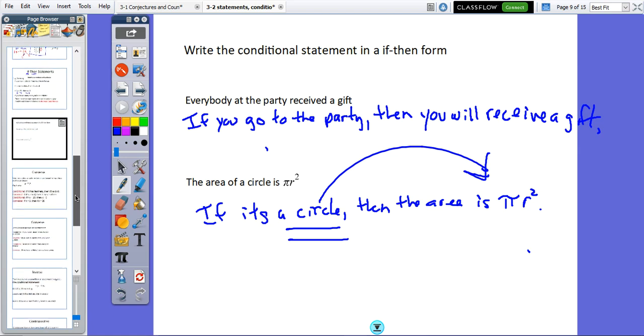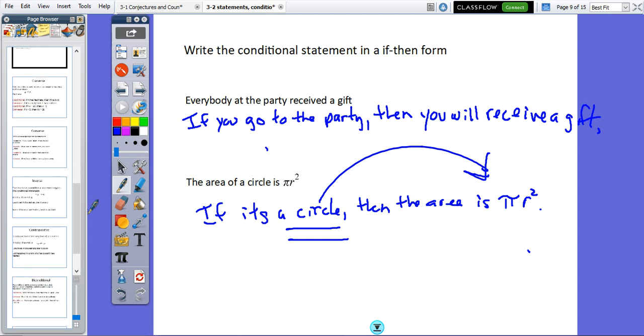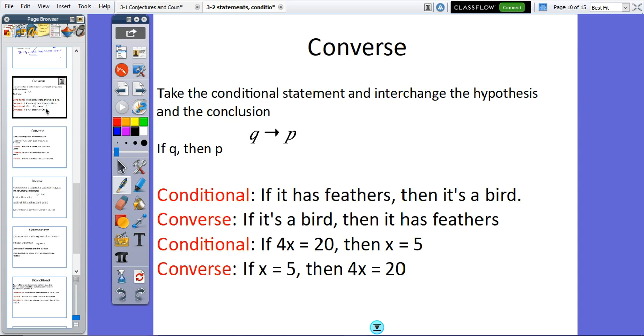Now, part of conditional statements is sometimes we test these conditional statements in a different manner. So keep in mind, the conditional statement will always be the original statement that was given to you. We are now going to talk about 3 other things that we can apply to these conditional statements to determine the validity of these, if they're true or false or not. So let's start with the first one, converse.